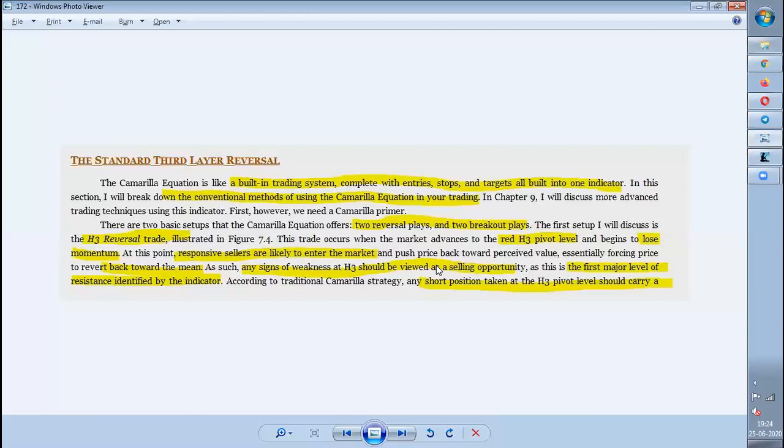So you guys know that whenever the candles approach H3, you can expect a possibility of reversal over there. When the price reaches H3, if you see any loss in momentum, that means the responsive sellers are going to enter the market and they will be pushing the price downwards towards the next support. Maybe the level can be CPR or any other support, or it can be L3 also. So if you see any sign of weakness at H3, then you are going to get a selling opportunity, and based on that you can take a trade on the sell side.